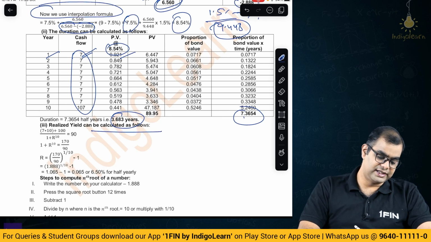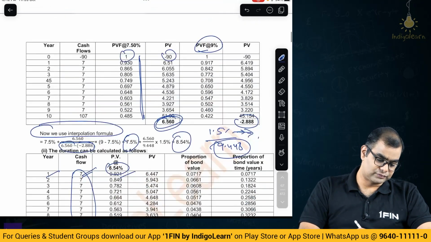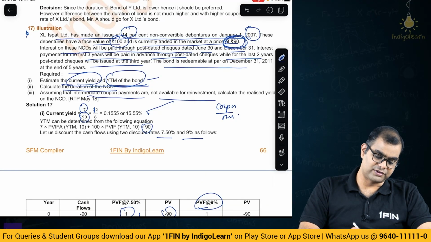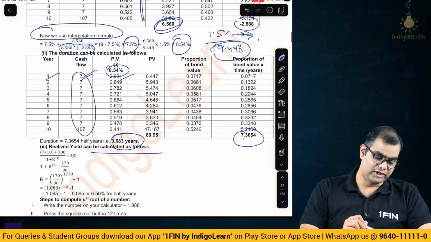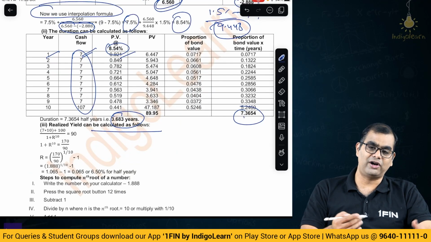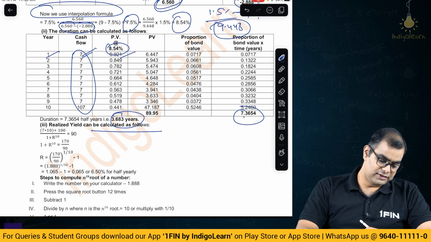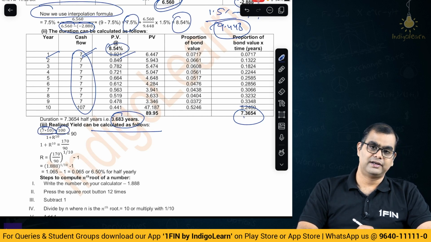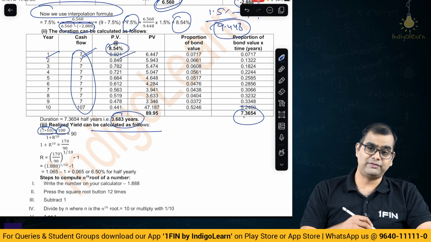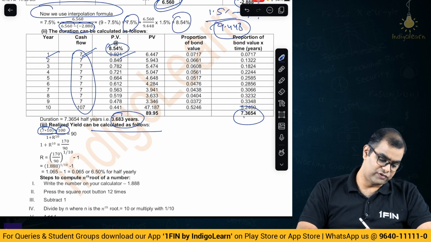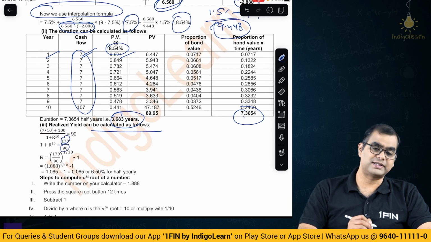Now what is realized yield? That is the next part of the question. Assuming the intermediate coupon payments are not available for investment, calculate the realized yield. What is this whole realized yield story? Those coupon payments you cannot reinvest. So what is the value of coupons that you will receive? 10 coupons of 7 rupees plus 100, which is the maturity value. Both of them you will receive, because you are not reinvesting the coupons, the money lies as it is. So that is a total inflow. Total inflow will be 170.